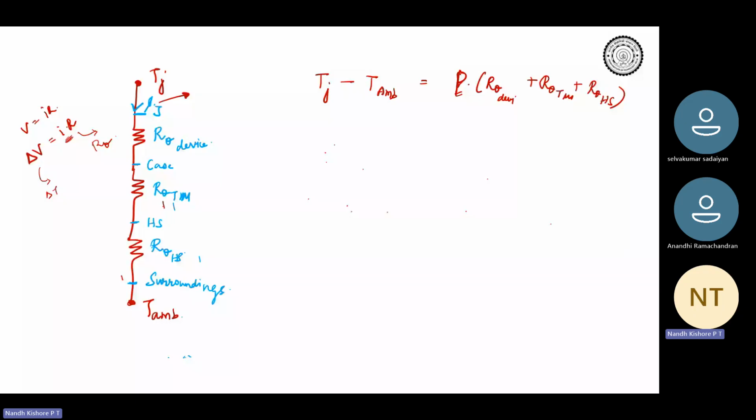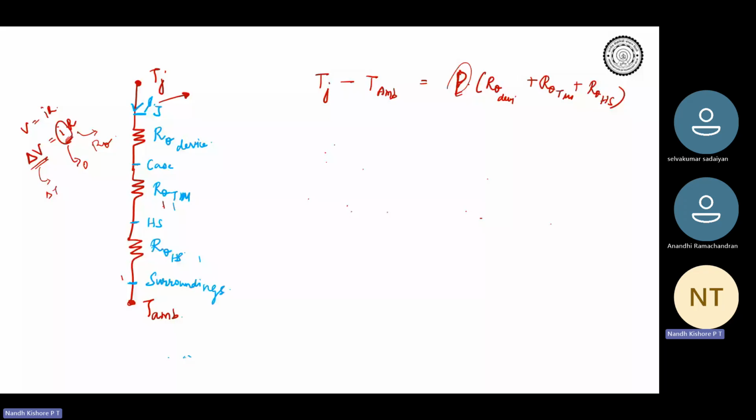Over here, what caused your delta V? It was because a current was flowing, right? If your current is zero, then your voltage difference is also zero. Similarly, over here, if there is no power loss, then there is nothing, right? If there is power loss, only because of power loss, there is temperature increase. Do you agree with this? Is this fine? Both of you? Yes, sir. Okay.